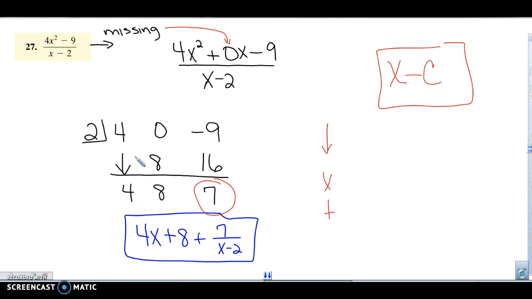All right, inserting the variables, we look back at the original problem to see that the highest power was 2. We're going to go 1 degree lower than x squared, which would be x. So we insert an x and we write our answer out: 4x plus 8 plus 7 over the divisor of x minus 2.